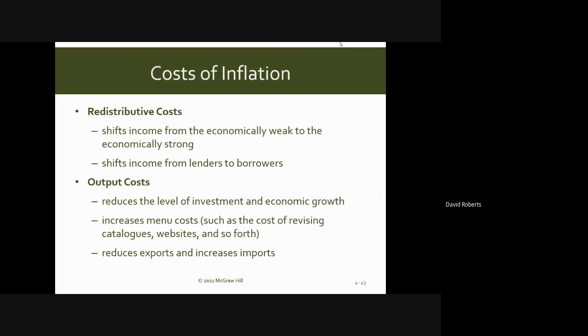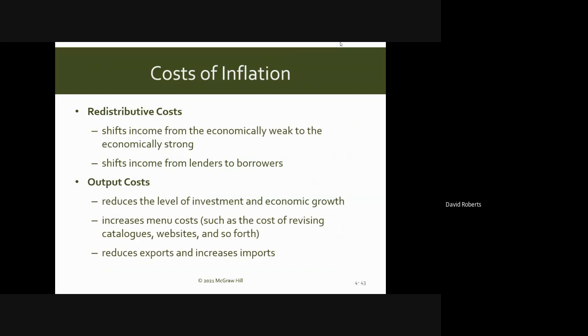Inflation takes money from the economically weak. They can't afford the increases. We've seen this with rents. We've seen this with food. The wealthy people can afford it. And it also shifts money from lenders to borrowers because they gain. So let's say you borrow money at 7% and inflation's 5%, you're really only paying 2%. Whereas if inflation's 3%, you would actually be paying 4%. So the lenders only get the nominal rate, and the higher the rate of inflation, it eats away at that nominal rate until it can actually even be negative.